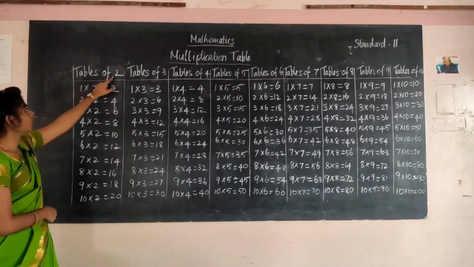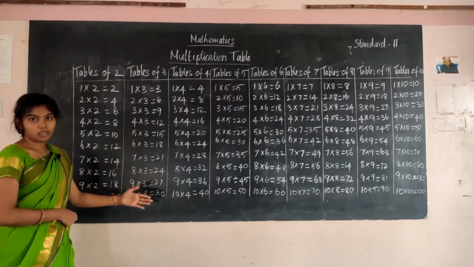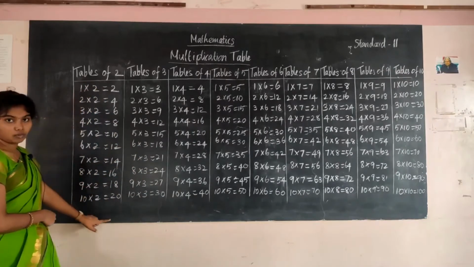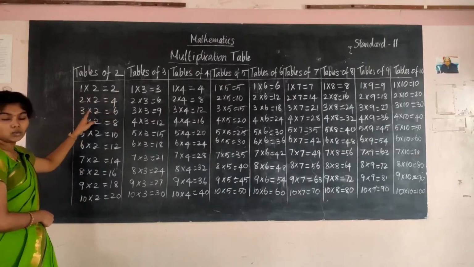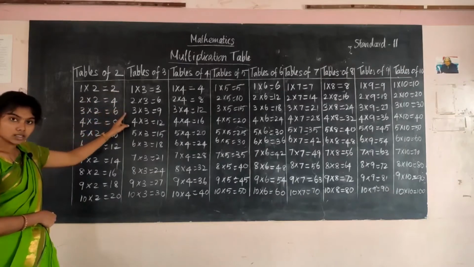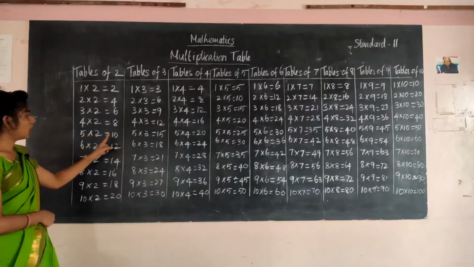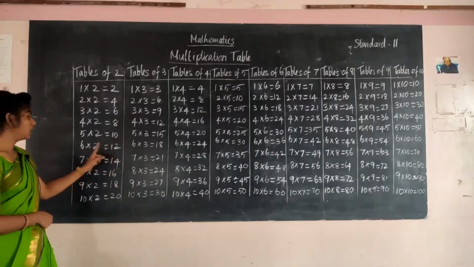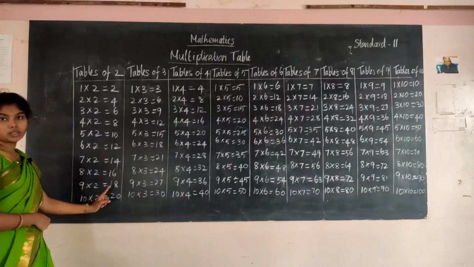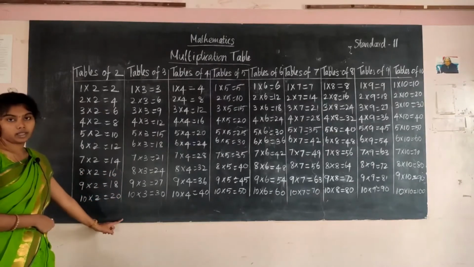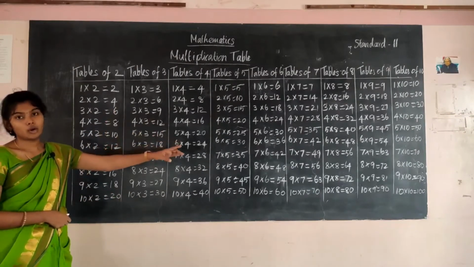Okay, and see here, now we are going to see the table of 2. As we have seen, the multiplication table of 2 is the same thing. 1 2's are 2, 2 2's are 4, 3 2's are 6. You will read it as 3 2's are 6, 4 2's are 8, 5 2's are 10, 6 2's are 12, 7 2's are 14, 8 2's are 16, 9 2's are 18, 10 2's are 20. So this is the way you have to learn the table of 2, up to the 10th table.